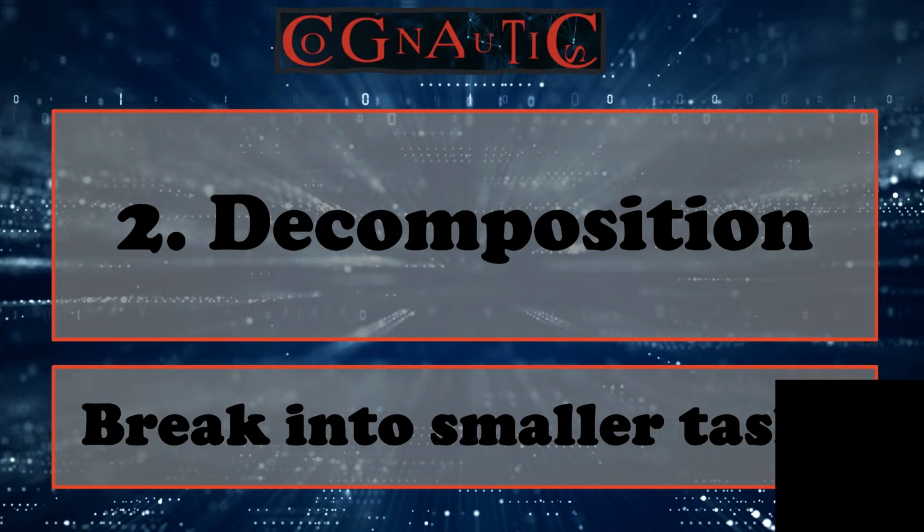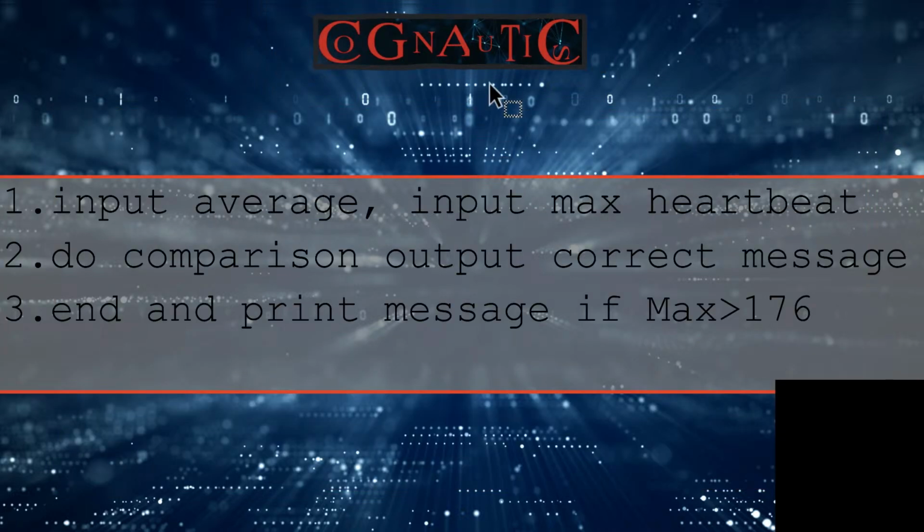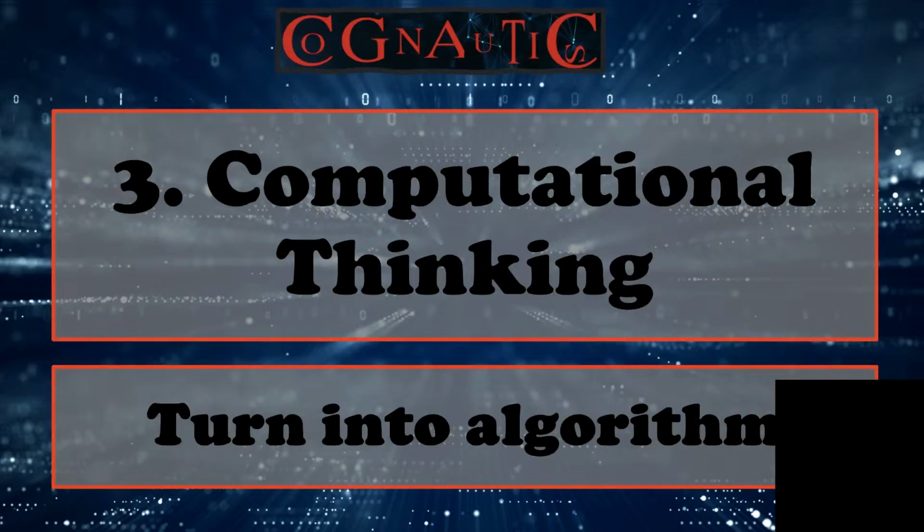Right, decomposition, break into smaller tasks. We've got 3 tasks to do. Input average, maximum heartbeat, do comparison using an if statement with the correct message, and print the message if maximum greater than 176. Okay, so that's all we've got to do. Just a couple of steps there.